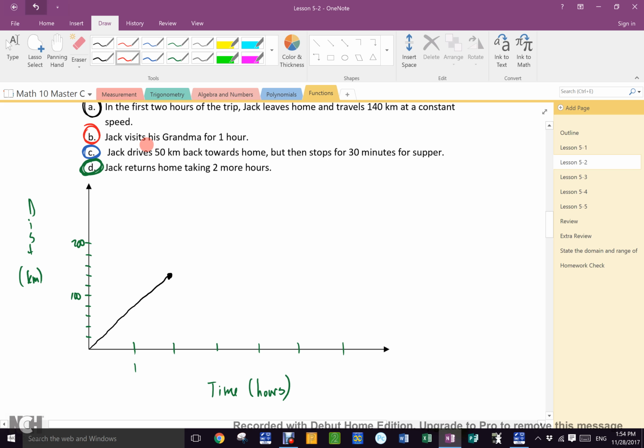Visits grandma for 1 hour. What kind of line has to happen there? Flat for 1 hour. Why? Because distance isn't changing. He's sitting drinking tea with grandma. Yeah? Yeah. Now here is where a bunch of you are going to make your mistake.